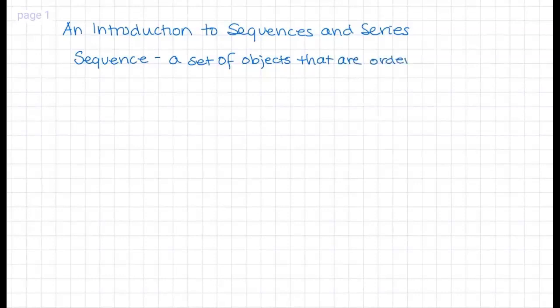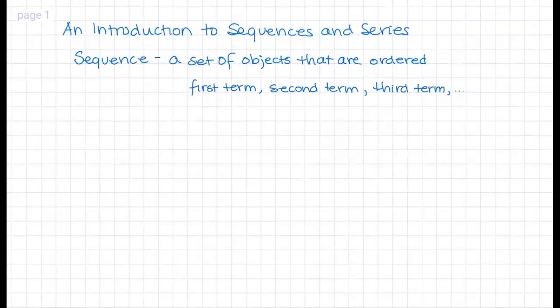So what do we mean by that? Well, in this set, when we say that they're ordered, that means order matters. So each object has a certain place in the list. So you have a first term, you have a second term, you have a third term, and so on. So each object is actually called a term. And like I said, they have a position, they have an order.